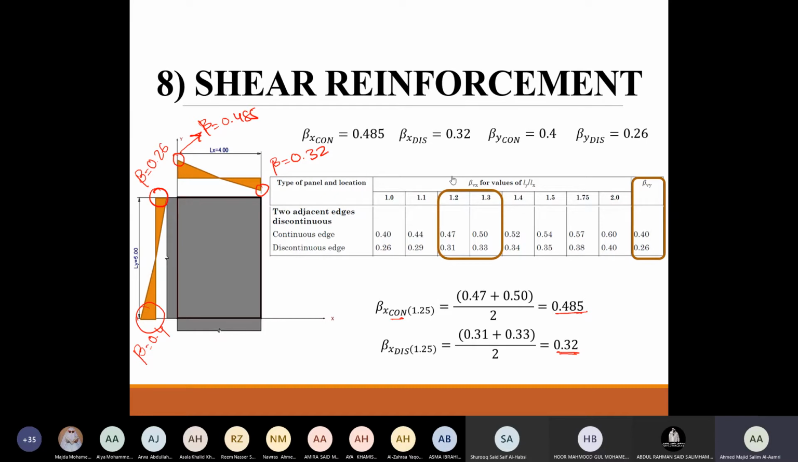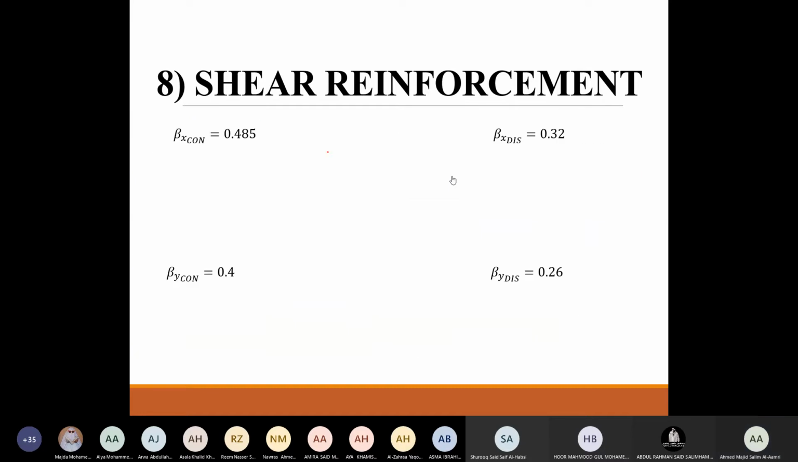Now after that, I have my coefficients. Now if you remember, we said bending moment is equal to coefficient of moment multiplied by W multiplied by Lx square. And we said shear is equal to beta multiplied by W or N multiplied by Lx. Do you remember this one? Do you remember these betas? Do you remember the equations that I have given you previously?